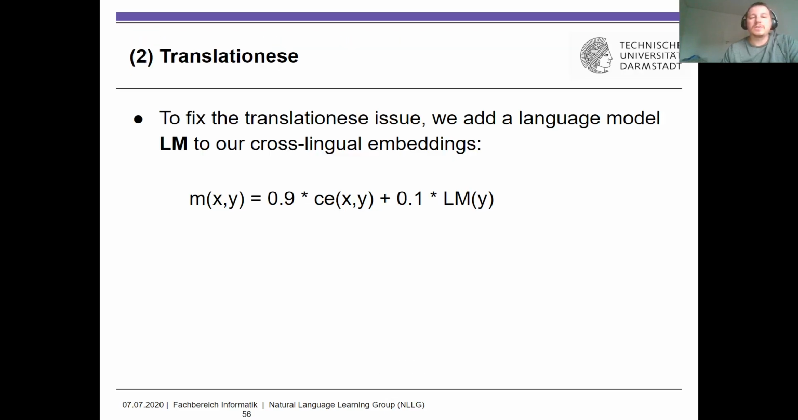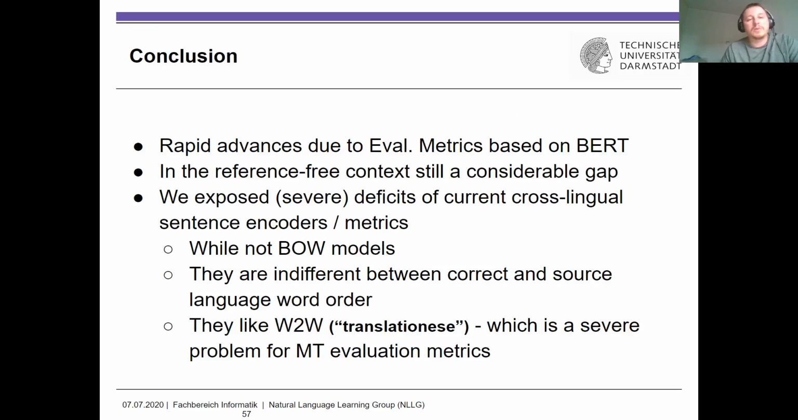Good. So this concludes this part of the lecture. What we've seen is rapid advances due to evaluation metrics based on BERT contextualized embeddings. This really helps a lot. And in the reference-free context, which is what we want to go for, there's still a big gap, but the latest metrics are even able to beat strong reference-based baselines, at least for machine translations.